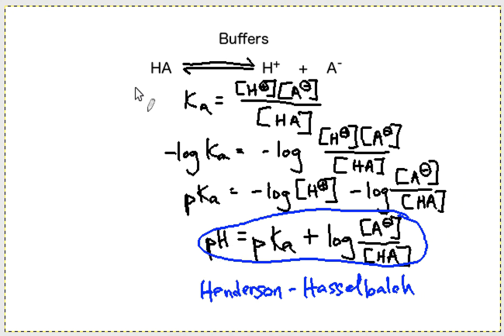Now, this equation is super useful, right? We're going to show some examples of how you can calculate the pH of a particular buffered solution. And we're also going to show some examples of how the pH of that buffered solution changes if you insult it with an acid or a base.